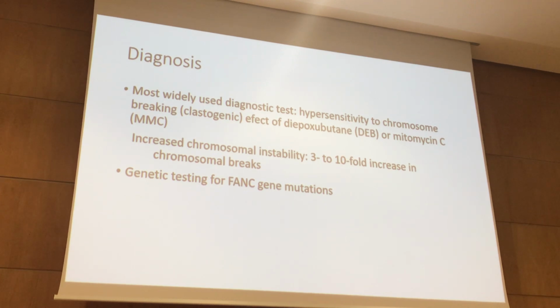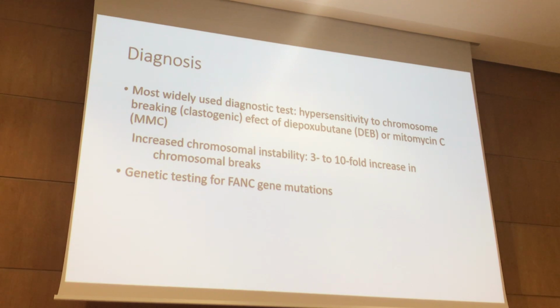As I have told you, these cells are sensitive to some chemical agents. So when you treat the white cells or lymphocytes of these patients with agents like diepoxybutane or mitomycin C, there will be increased chromosomal breakages when you look at the karyotype of these children or patients. So there is chromosomal instability, which is related to the underlying genetic defect.